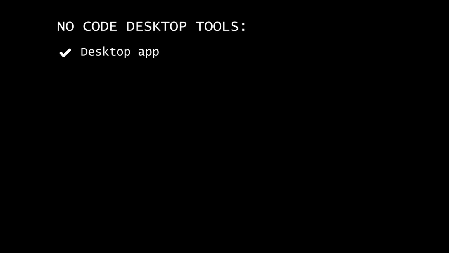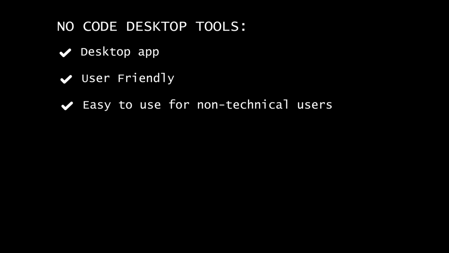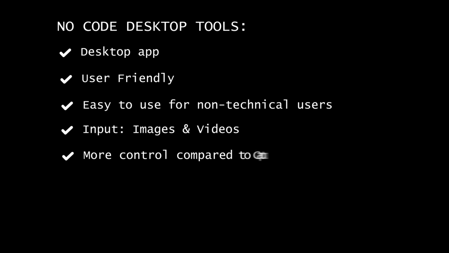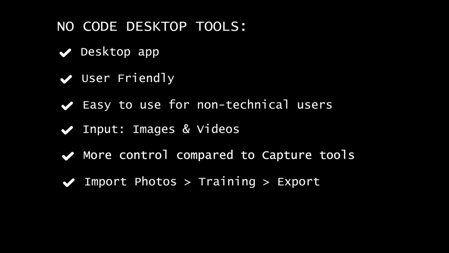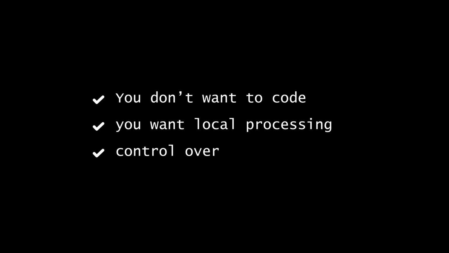In these tools, you have a desktop application with a user interface, so it's user-friendly. And if you are non-technical, you might like them more. They still require you to provide the images as input, but you have more control than mobile tools, like for example, Scaniverse or Kiri Engine. You can import your images or videos, you can run Gaussian splat training and export the results. One example is PostShot. So when is it best to use them? When you don't want to code anything, you want local processing, and you want control over the Gaussian splatting training.